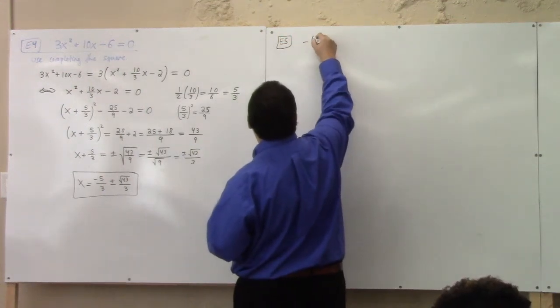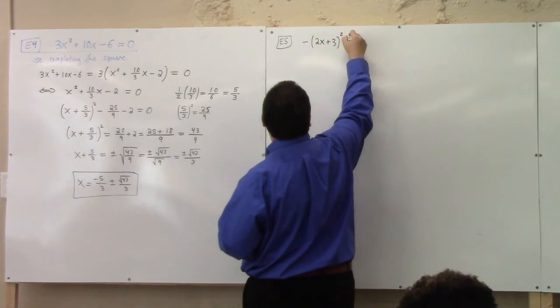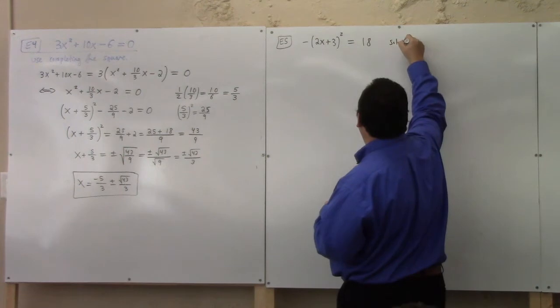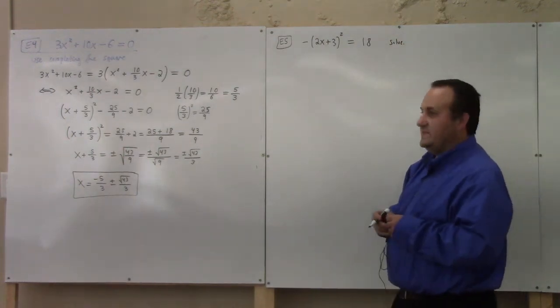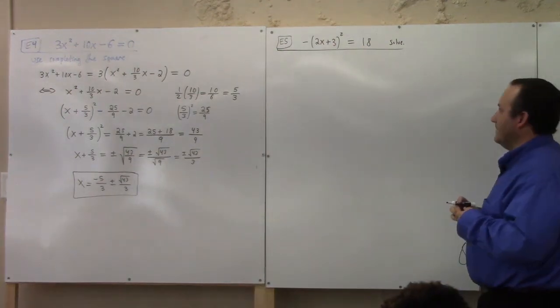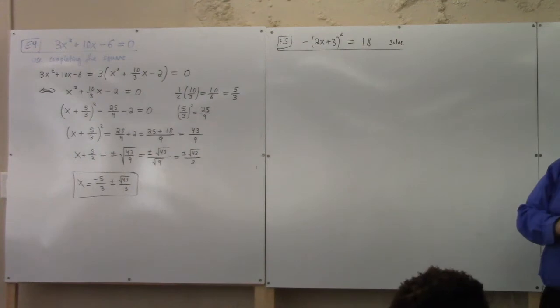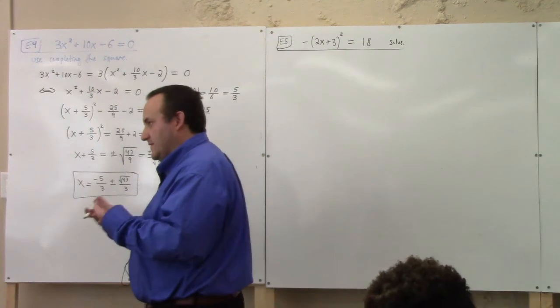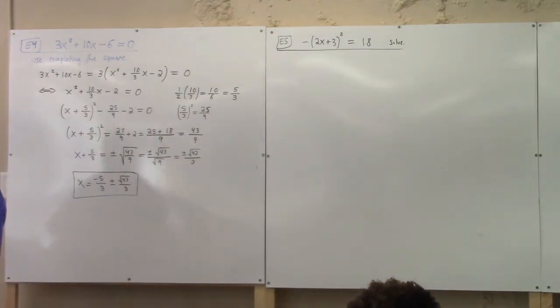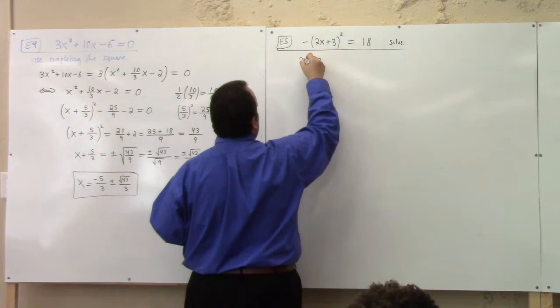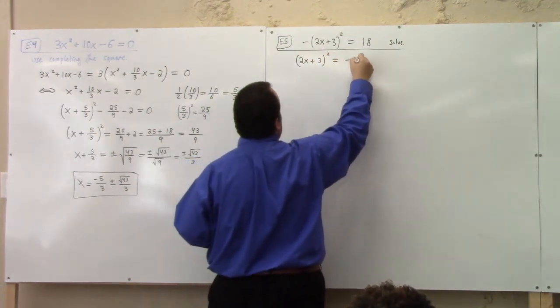What if you were asked to solve something like, say you had minus 2x plus 3 squared equals 18. Solve this. How would you do it? In order to use the square root trick to solve an equation, we have to actually have a square. So the first thing I would do here is multiply both sides by minus 1. That gives me 2x plus 3 squared equals minus 18.